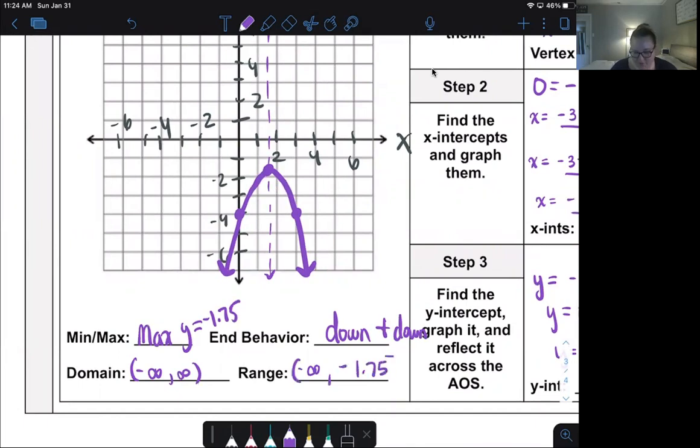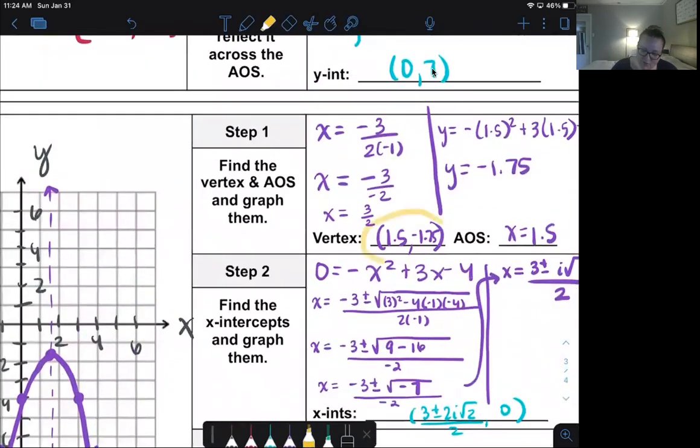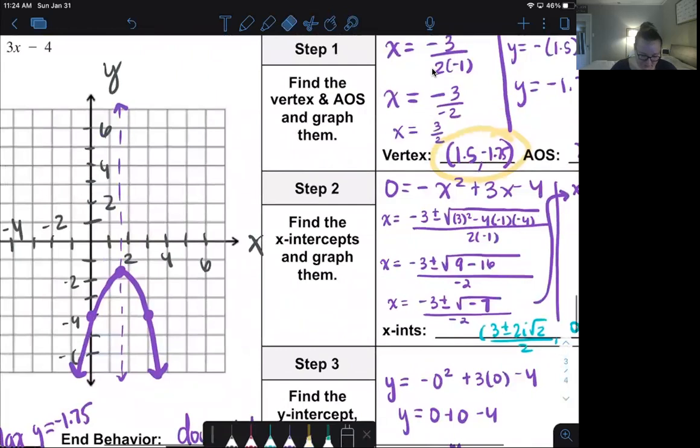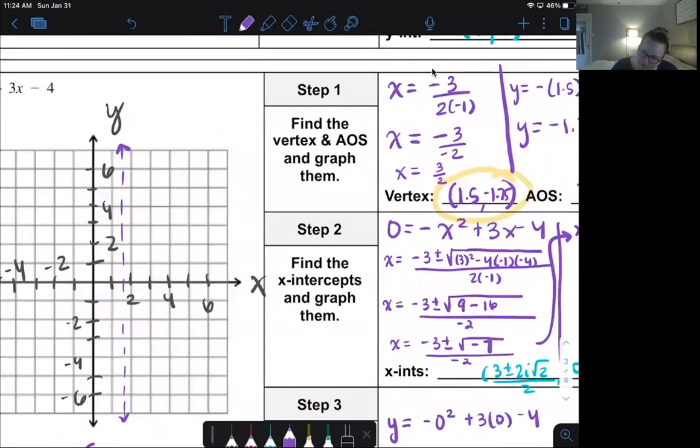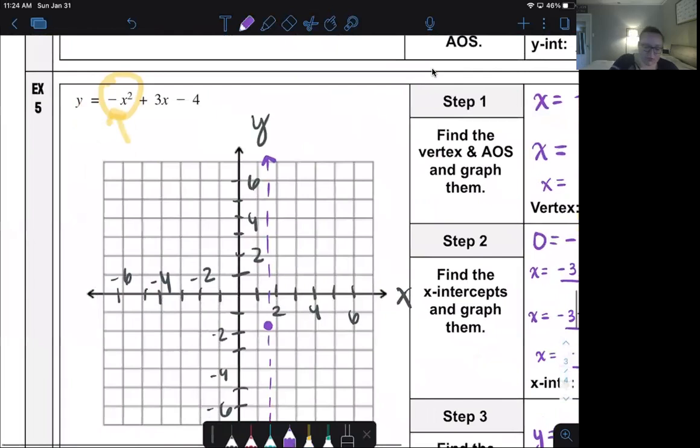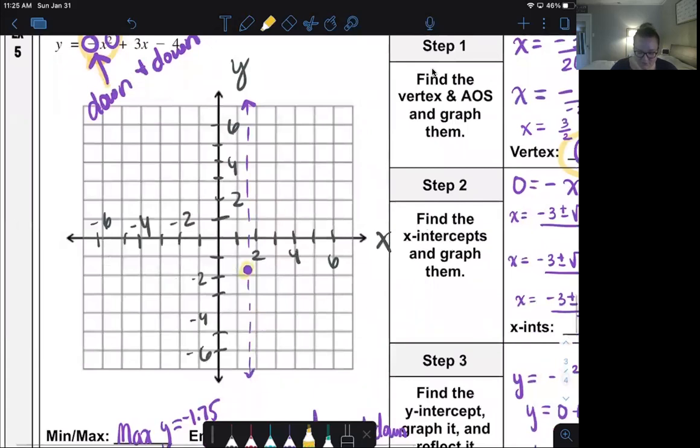Now, I want to point something out real quick before we end this lesson. If you find your vertex at (1.5, -1.75), so I'm going to erase my parabola for a quick second, it's right there. Now, by looking at this leading term that has a negative coefficient and an even degree, that tells me that my end behavior will be down and down. That means that this graph, wherever it goes from this point, has to extend down and down.